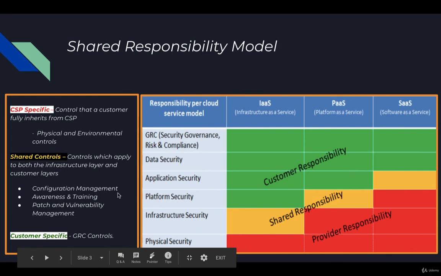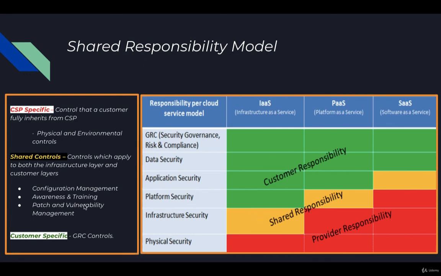Why is configuration management shared? If we take the example of IaaS, the hypervisor's configuration, everything below that layer, will be done by the CSP only, and above that, the machines which you'll be building up, the VMs, the configuration of those VMs is the responsibility of the customer. Then user awareness and training, providing awareness training to employees: the CSP will provide user awareness training and appropriate certifications to its users, and similarly, the customer who is using this will provide the awareness training.